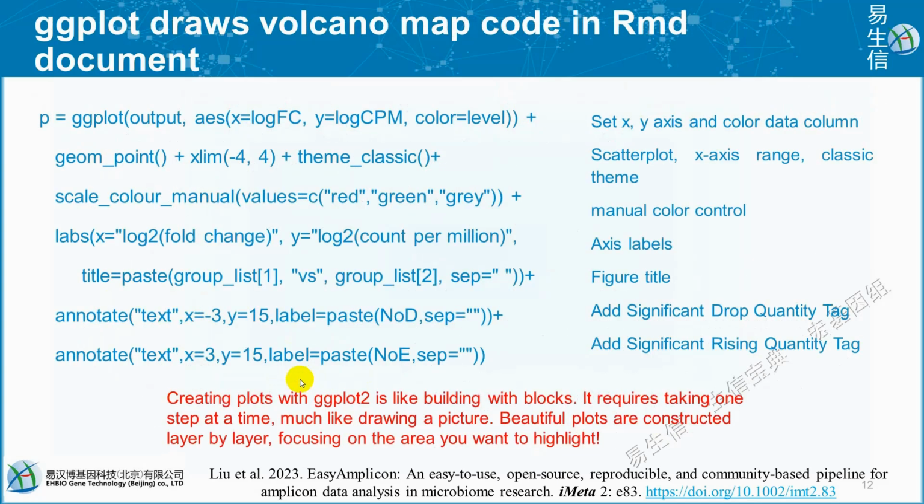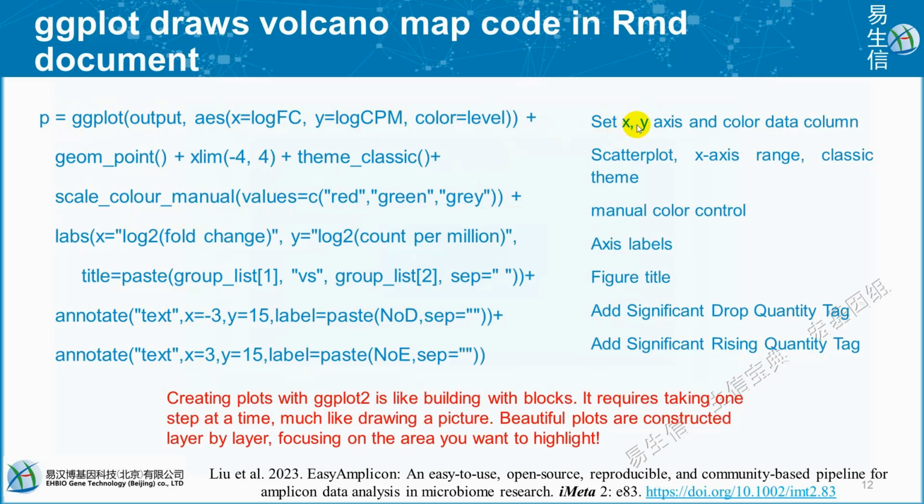And by using ggplot, we can draw a volcano map, with the code given in the RMD document. This is the detail of how you can adjust and fix it if you want to modify this. Like here, p equals ggplot, where the output is x log fold change, y for log CPM, and color is level. Here you can see the detail is given.